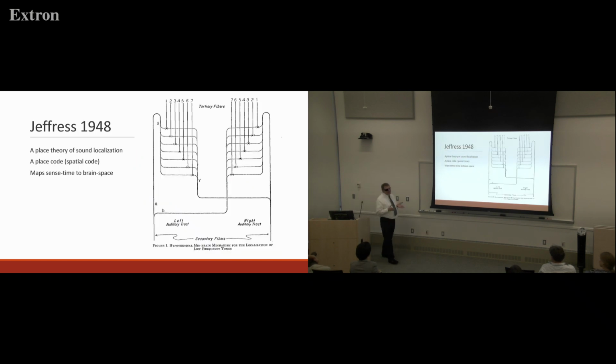Here is Jeffress's answer in 1948. He guessed the answer, and then we found that he guessed right, at least in some animals. This is known as a place theory of sound localization, and basically all it is is a bucket brigade. You do this bucket brigade by just wiring longer and longer wires.